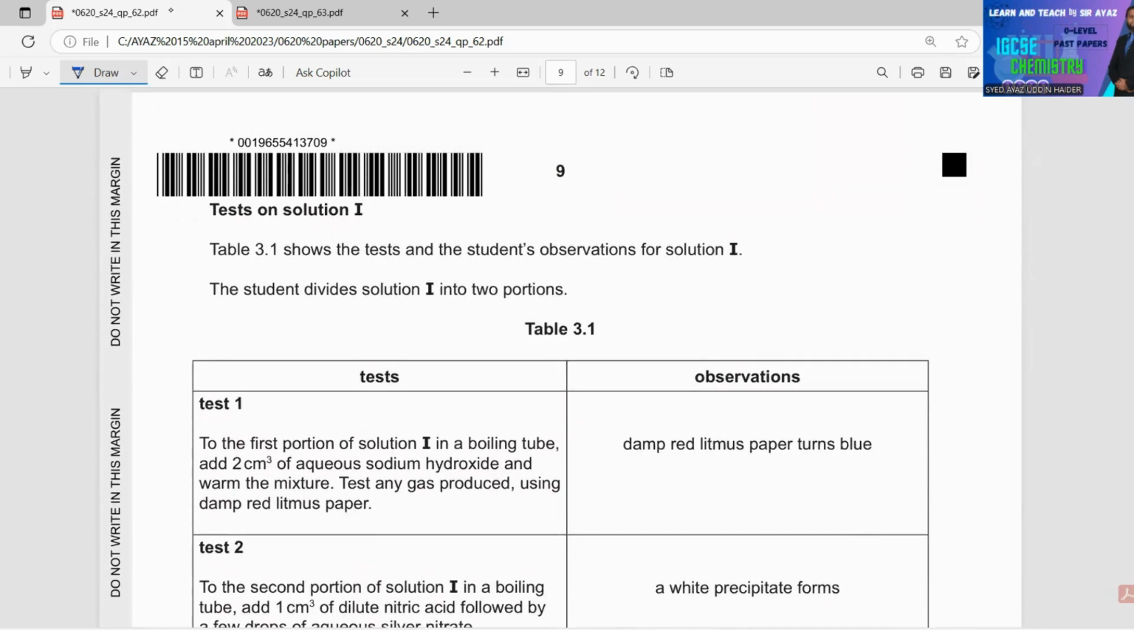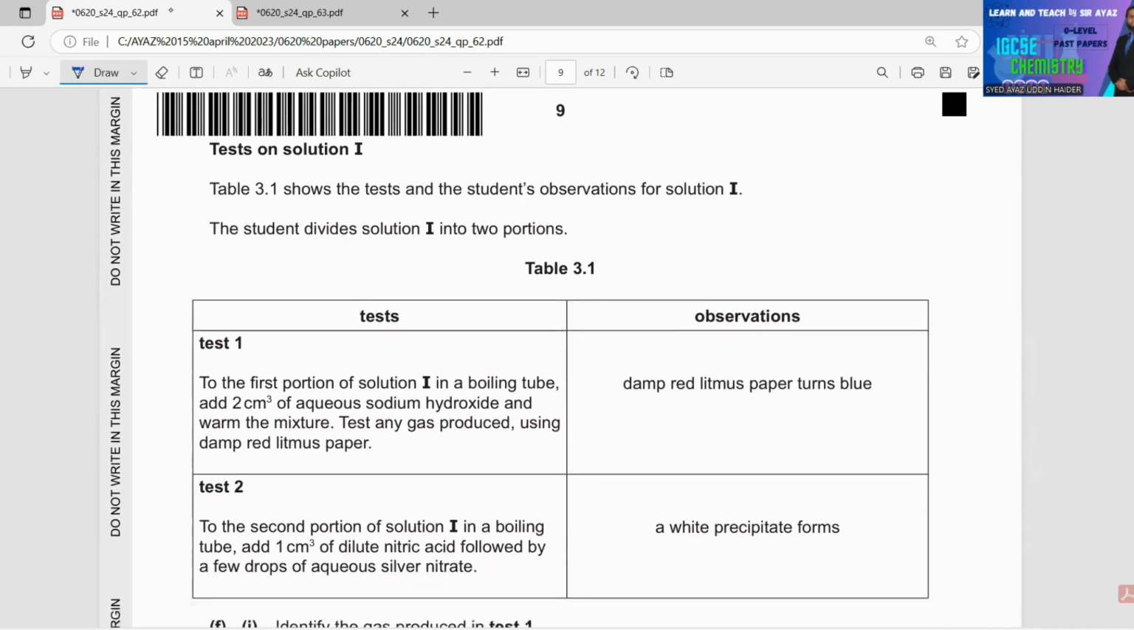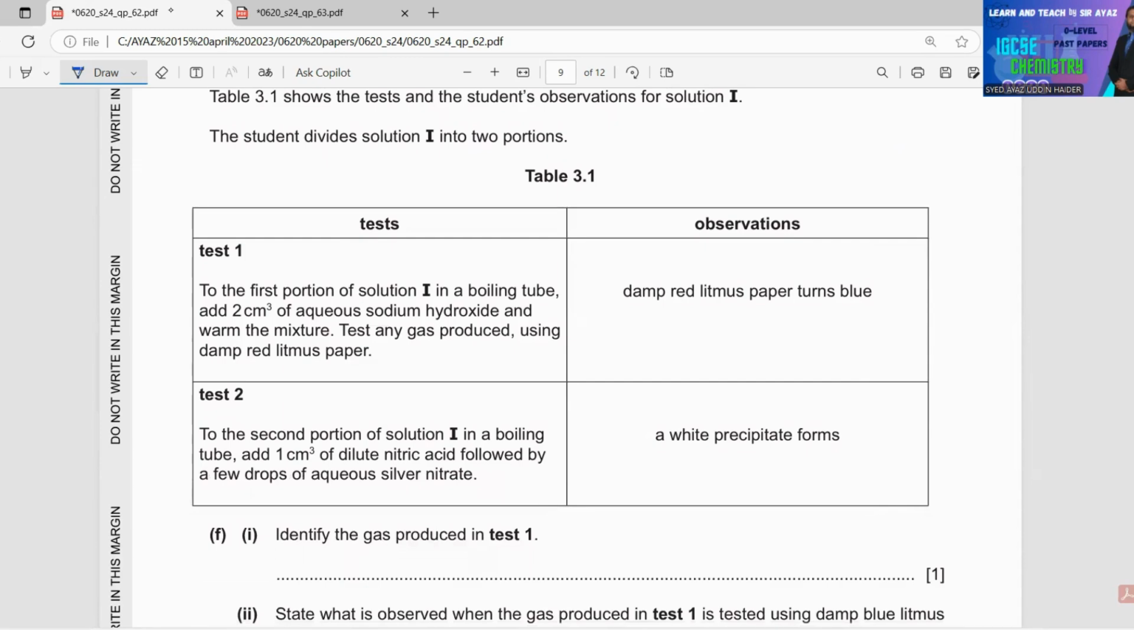Test on solution I. Table 3.1 shows the test and the students' observations for solution I. The student divides solution I into two portions. Test 1. To the first portion of solution I, in a boiling tube, add 2 centimeter cube of aqueous sodium hydroxide and warm the mixture. Test any gas produced using damp red litmus paper. Observations. Damp red litmus paper turning blue.